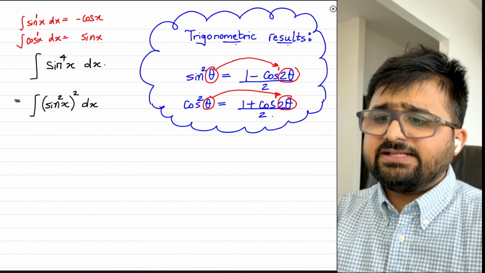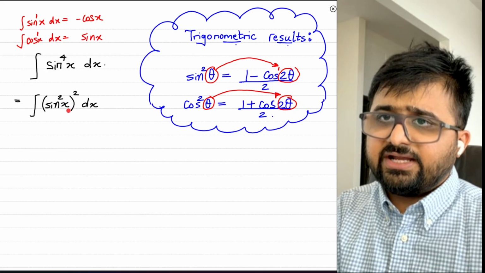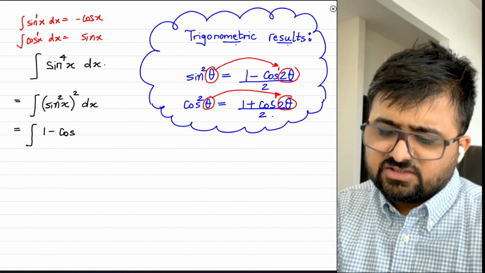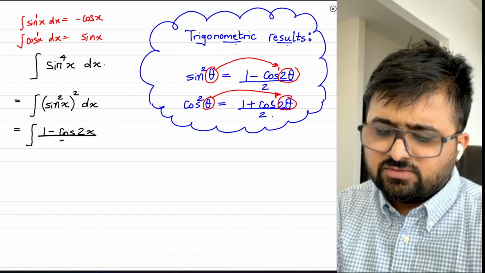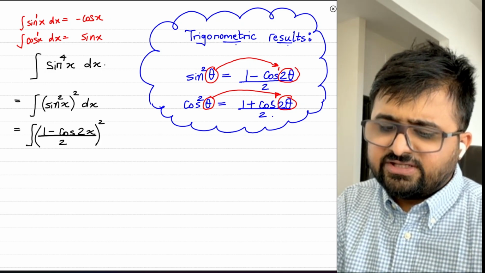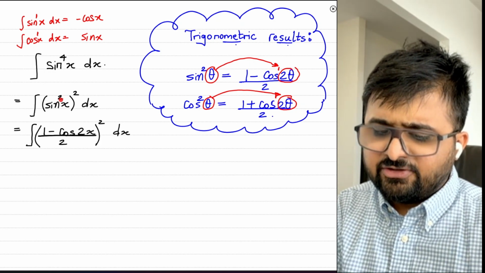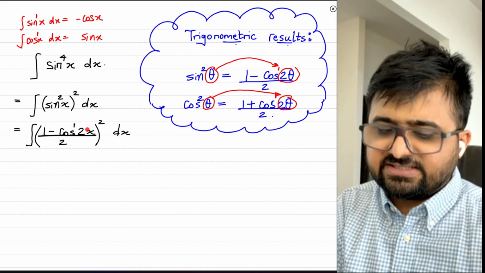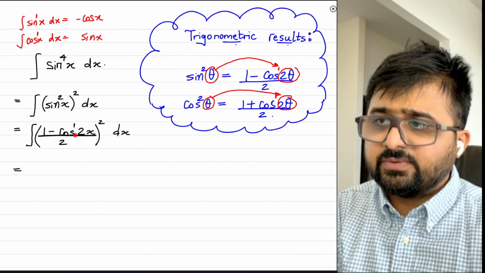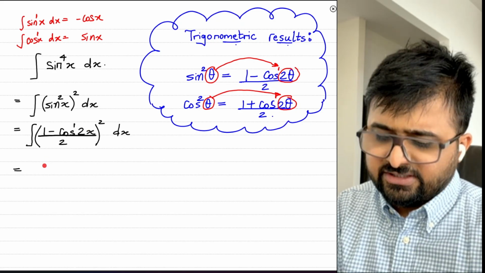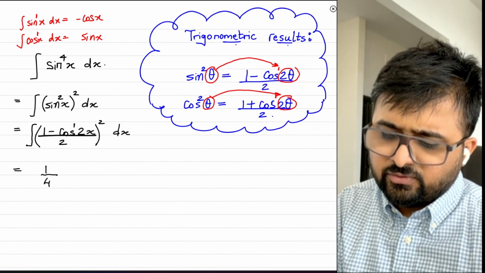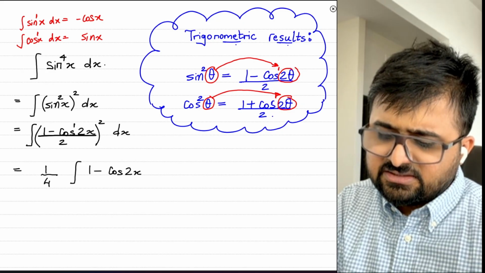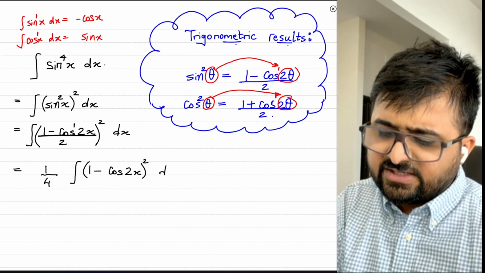Now let us apply the identity for sine square theta over here, and this will become integral of 1 minus cos 2x divided by 2 the whole square with respect to x. Note that the power 2 became power 1 over here, and the angle was x, now it is double, which is 2x. Now this 2 square is 4, which can come out of the integral. So it's 1 over 4 integral of 1 minus cos 2x the whole square with respect to x.